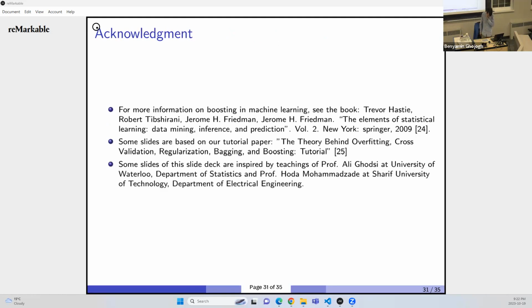Acknowledgement: for more information on boosting, you can see the book of Hastie and Tibshirani at Stanford, The Elements of Statistical Learning. Some slides are based on a tutorial paper. I suggest that you read this tutorial paper. I think this is a very informative paper. It talks about the theory behind overfitting, cross-validation, regularization, bagging, and boosting, all of it. Some slides of this slide deck are inspired by teachings of Professor Ali Ghodsi at the University of Waterloo and Professor Hamid Mohammadzadeh at Sharif University. These are the references.